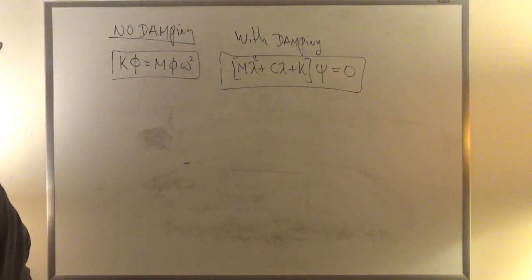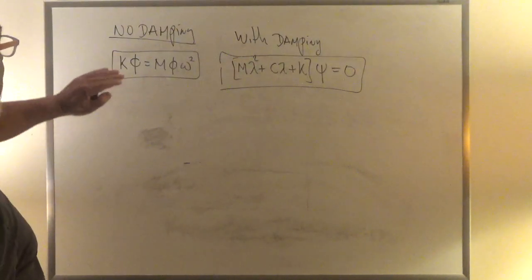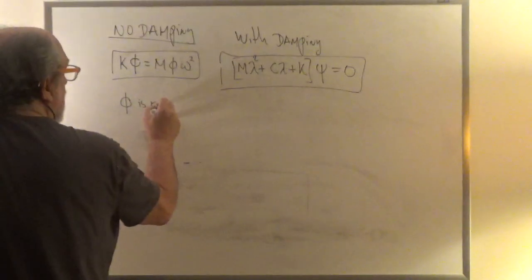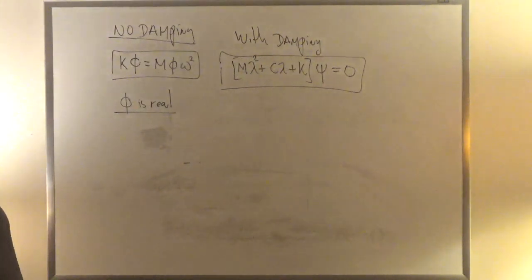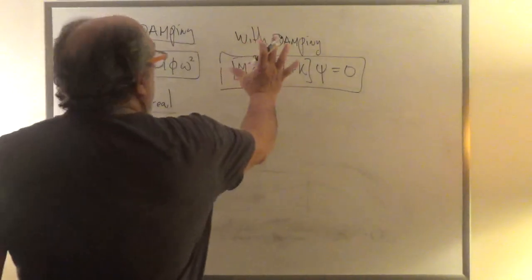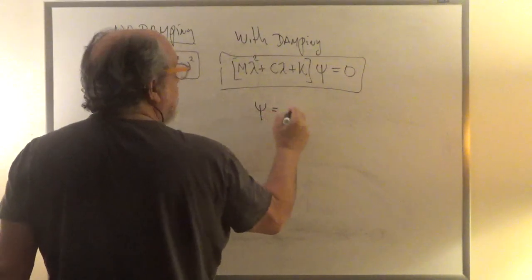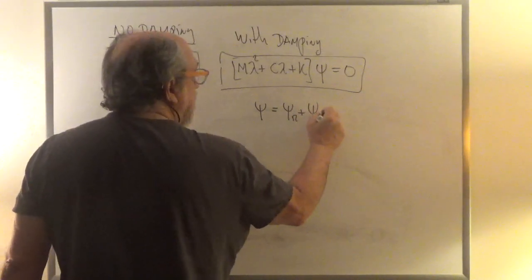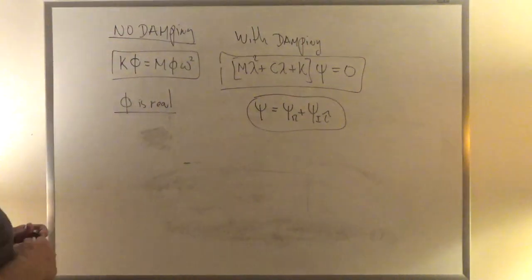Now, in the case of no damping, phi is real, or it can be normalized to real. There's no need for imaginaries. In the case with damping, this vector, this eigenvector, in general has a real part and an imaginary part. That is, in general, the eigenvectors with damping are complex, not real.